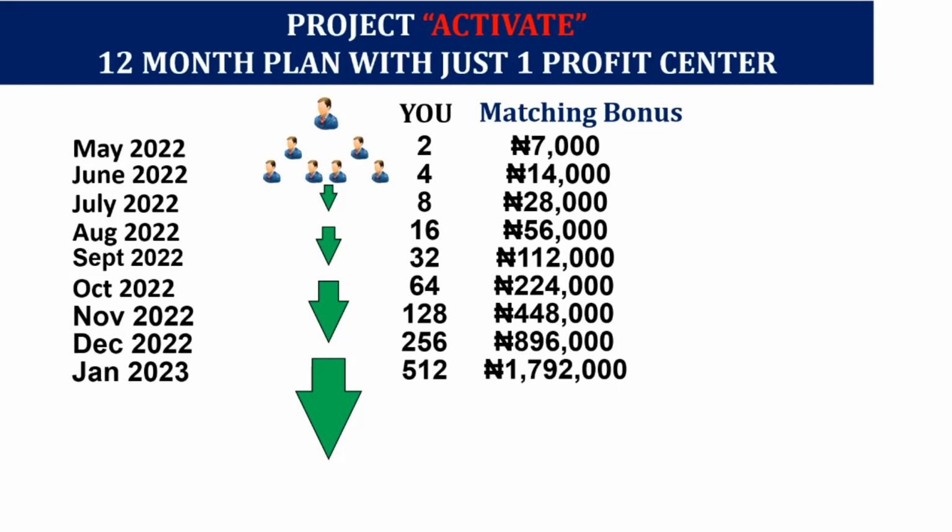Now let me ask this question. If you're connected here this morning, apart from what I'm showing you, do you have a way of raising 1.7 million in the next 9 months without paying back, without taking a loan, without dropping collateral? Do you have another way you can raise 1.7 million residually? This is what is possible between now and January. In January, 512 people joined you. It will match 256 times and pay you 1.792 million.